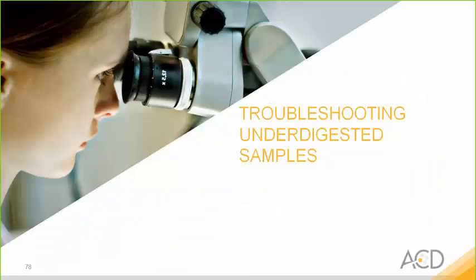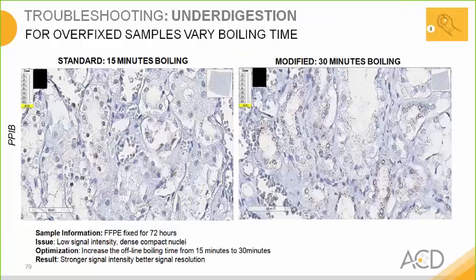Next, we'll take a look at underdigested samples. Here we have FFPE tissue that was fixed for 72 hours, which is almost double what we would recommend. Here you see that there's low signal intensity as well as dense compact nuclei, and so the 15-minute boil is actually insufficient for the tissue. Here, this is actually staining with the PPIB probe, and so you can see a significant impact on signal intensity.